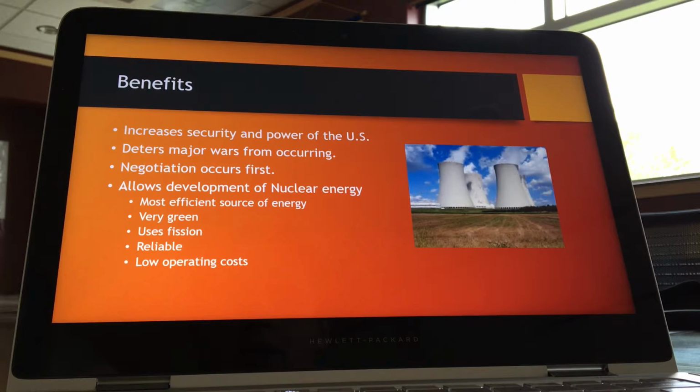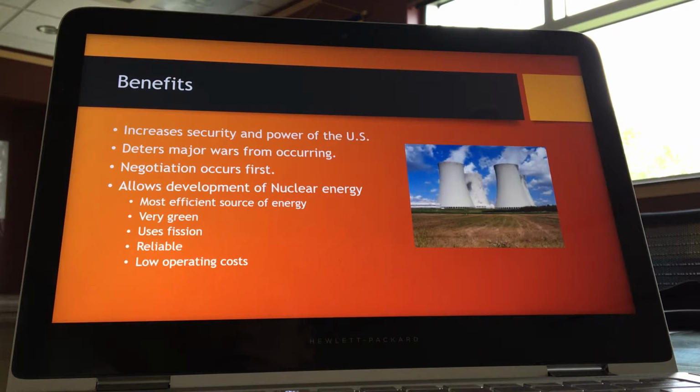It increases the security and power of the United States. Obviously, the United States likes to be a world powerhouse, and they like to have the most advanced technology and defense systems, so it helps our reputation. However, it also deters major wars from happening, which seems a little contradicting, but people are more likely to negotiate first instead of just attacking another country because of the fear of nuclear weapons.